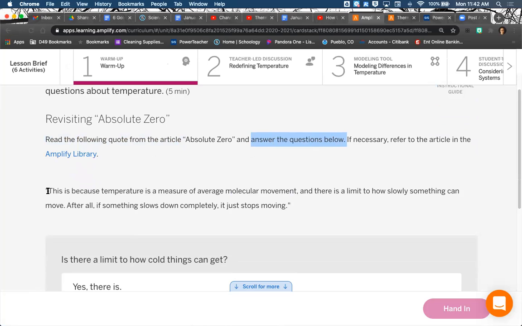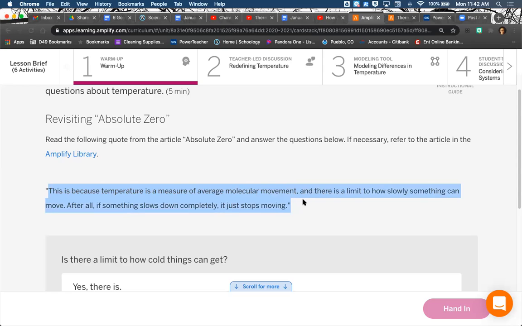So here's the quote. This is because temperature is a measure of average molecular movement, and there is a limit to how slowly something can move. After all, if something slows down completely, it just stops.